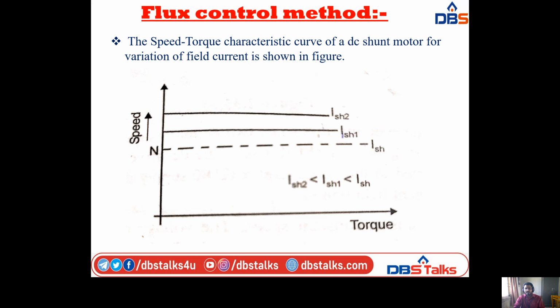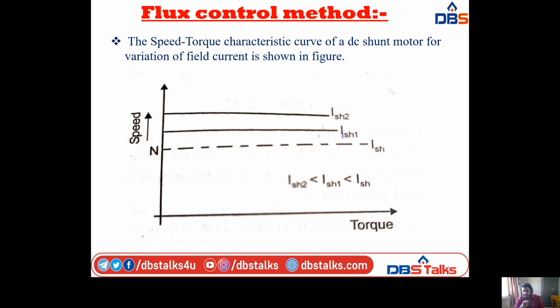Coming to the speed torque characteristics of a DC motor for a variation of field current. In the previous case, I varied the resistance in the armature circuit, the controller resistance. But here I am drawing the speed torque characteristics curve for a DC shunt motor for variation of field current. The characteristic diagram is drawn between speed and torque: the torque is taken on the x-axis and speed on the y-axis.